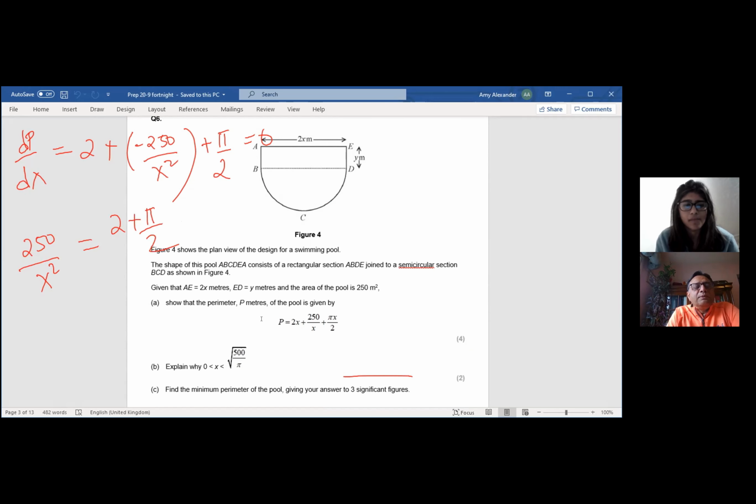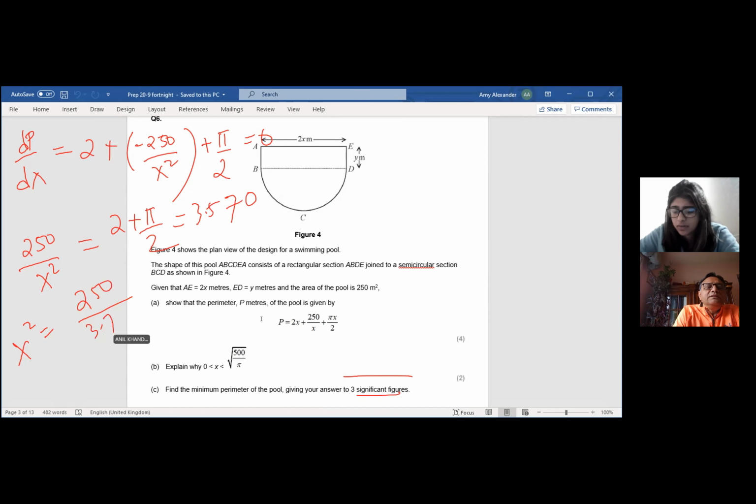So we can now cross multiply because we are just interested in finding the value of x. You can calculate this value because we want it to some significant figures. What is 2 plus pi by 2 equal to? 3.5707, so 3.57. So x squared is equal to 250 over 3.57. So x will be the square root of this. So find the square root. 8.36.